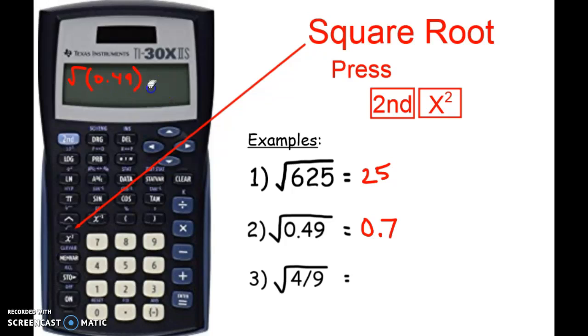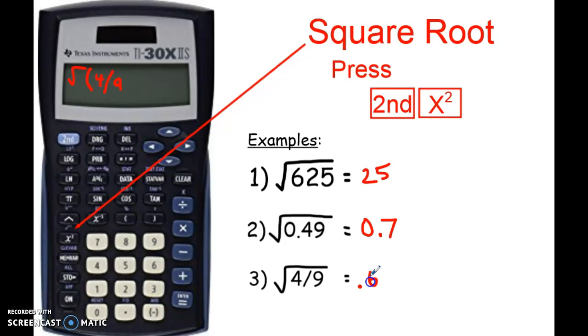Now for the last example, you want to take the square root of the fraction 4/9. There's a couple ways to put fractions in here. I think the easiest way is if you just push 4 divided by 9. If you do that, you're probably going to get a decimal answer. Your decimal answer is 0.6 repeating.